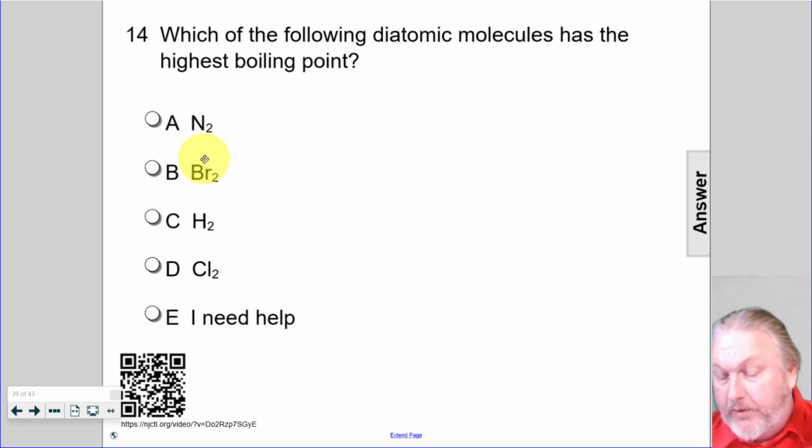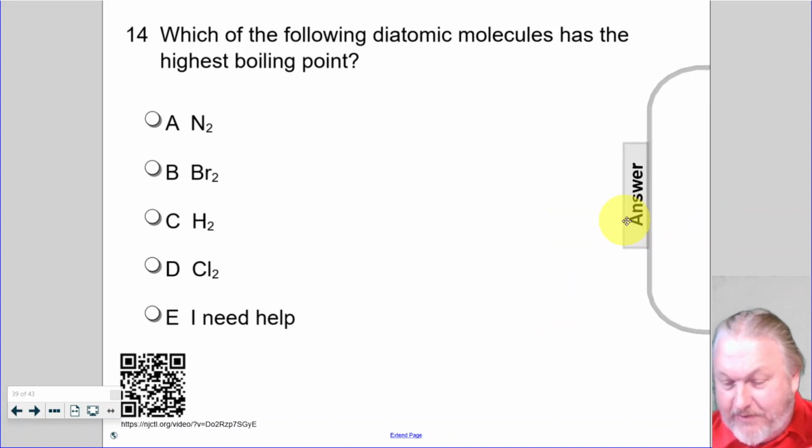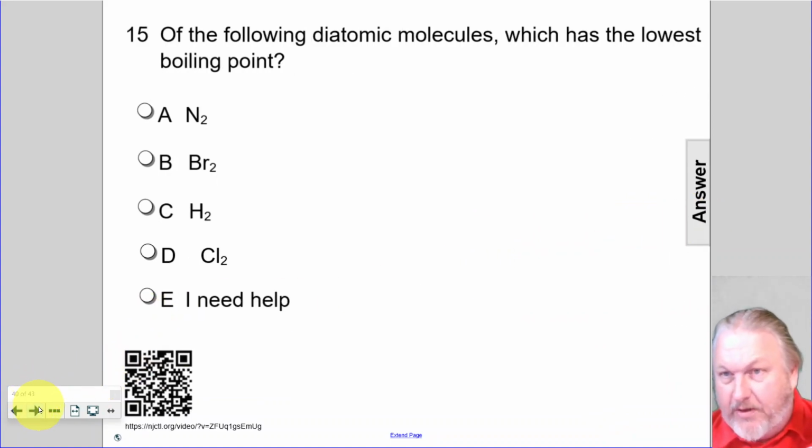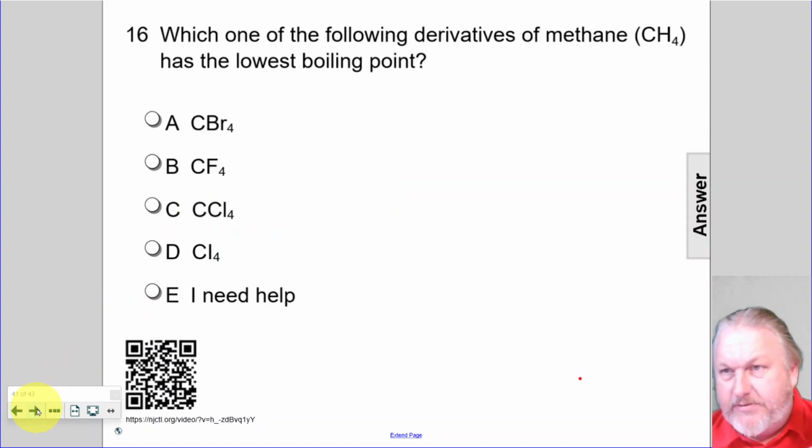So what are we looking for? We're probably looking for the largest molecule because all of these are nonpolar, and there's no hydrogen, oxygen, or hydrogen fluoride. So I'm going to say that would be B. It's the largest molecule. It has more electrons. Which has the lowest boiling point? Well, that's going to be hydrogen because it has the least number of electrons.